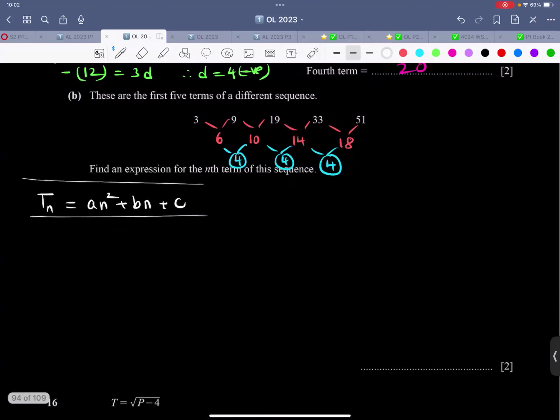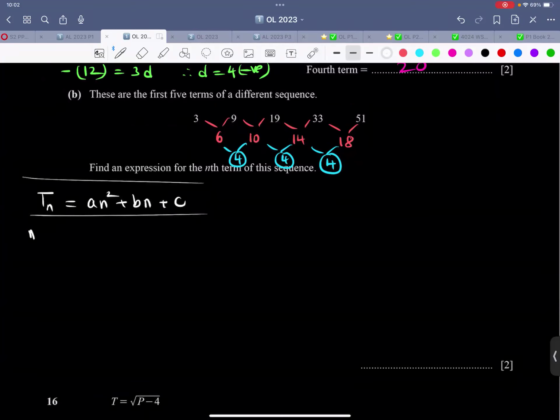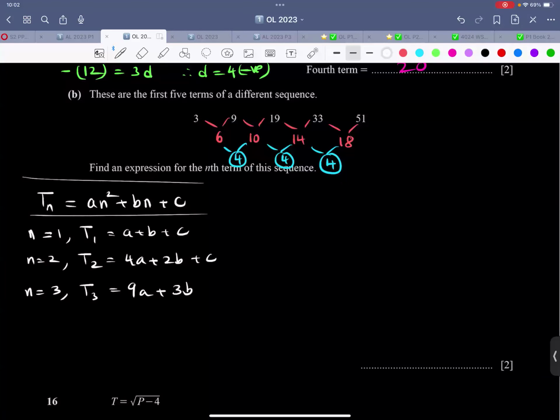So let me make you understand this thing. If I plug in n equals 1, T1 is a plus b plus c. If I plug in n equals 2, T2 is 4a plus 2b plus c. If I plug in n equals 3, T3 is 9a plus 3b plus c. Now, the first term is a plus b plus c, which is 3 in this case. So a plus b plus c equals the first term, which is 3.